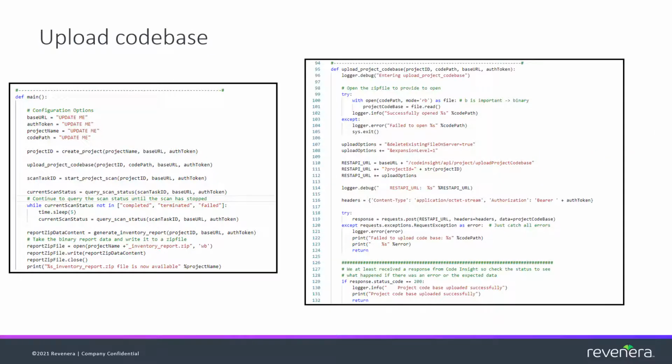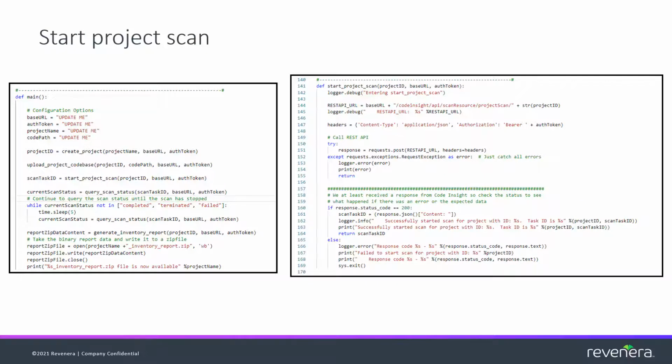Using the returned project ID, I will now use the upload project codebase API to upload the archive file specified to the Code Insight scan server itself. And now that the code has been uploaded, I can initiate a scan using the scan resources project scan endpoint. The return value of this API is the ID of the scan task I just started.